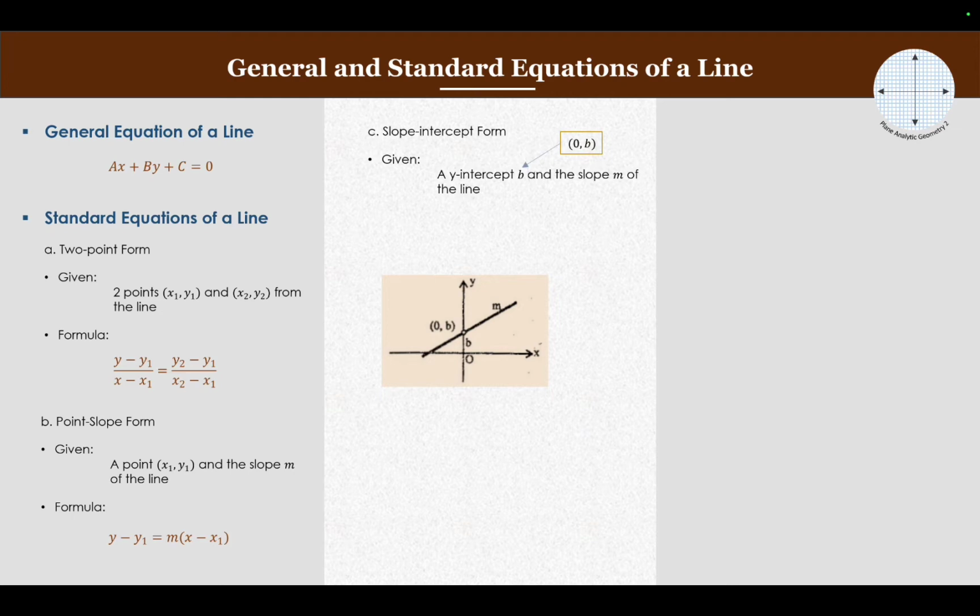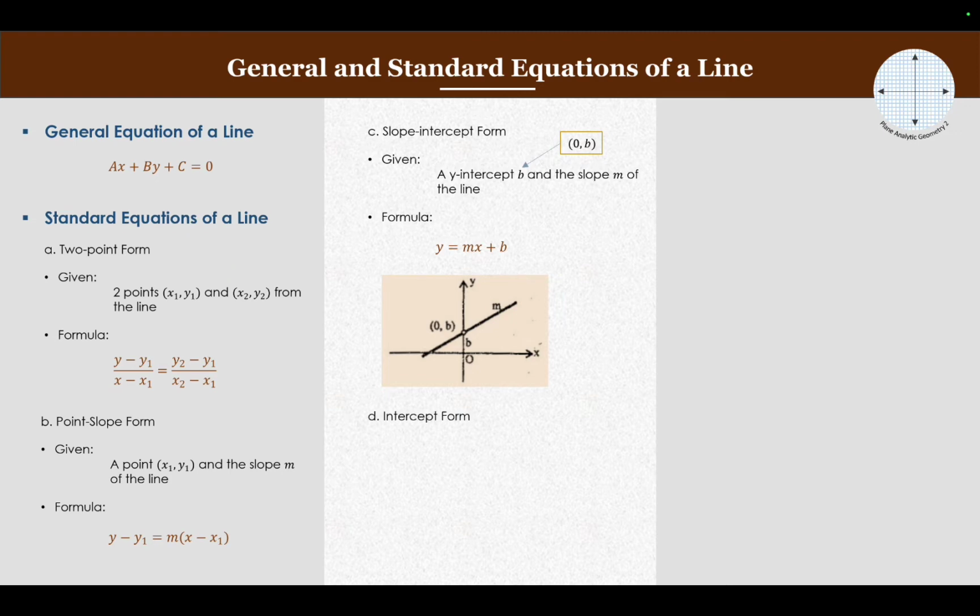So you can see the figure here, the Cartesian plane, in which it has a line. The point at which the line intersects the y-axis is the y-intercept. So it is the point 0, b. Of course, the slope of this line is m. So to get the standard equation of a line, the formula for the slope-intercept form is y equal to mx plus b.